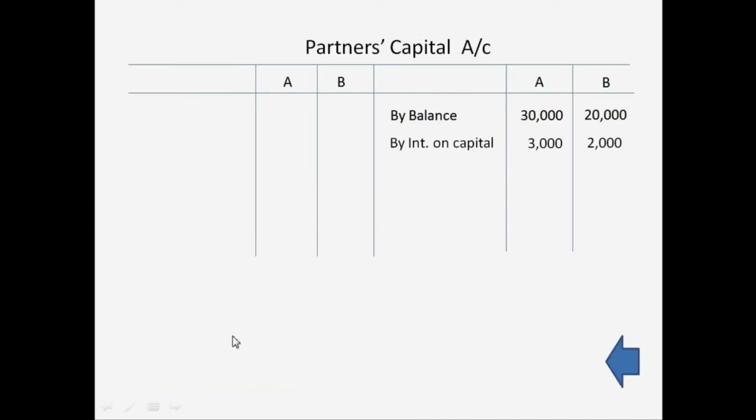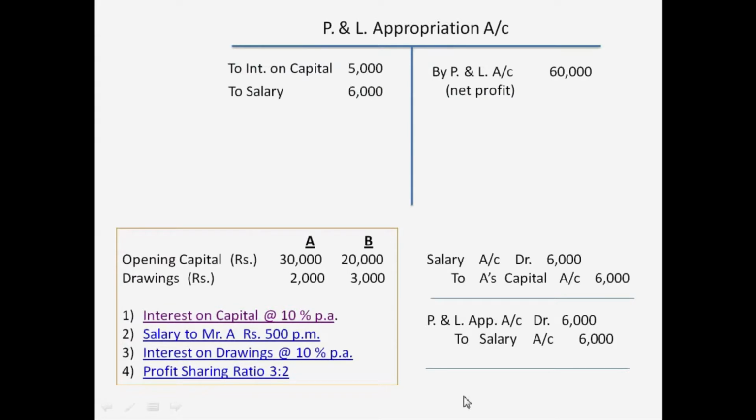And let's see, A's capital account and on its credit side by salary 6,000. So again the balance of A's capital account increased. Now the balance of A's capital account is 39,000. 30 plus 3 is 33, 33 plus 6 is 39,000. So the balance of A's capital account increased. So in this manner the second provision is over.